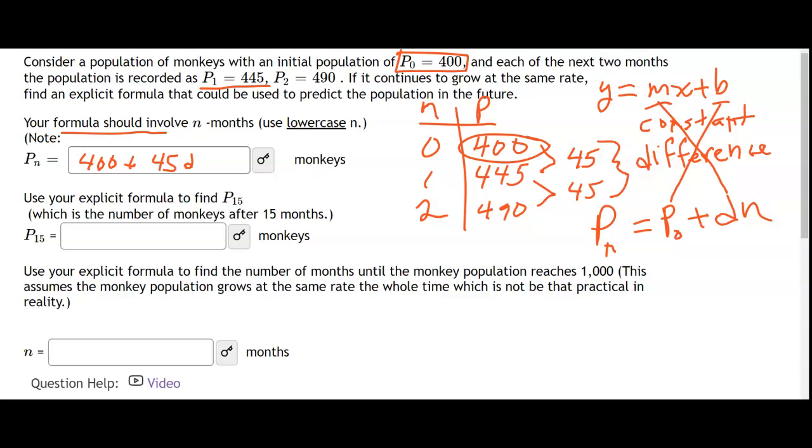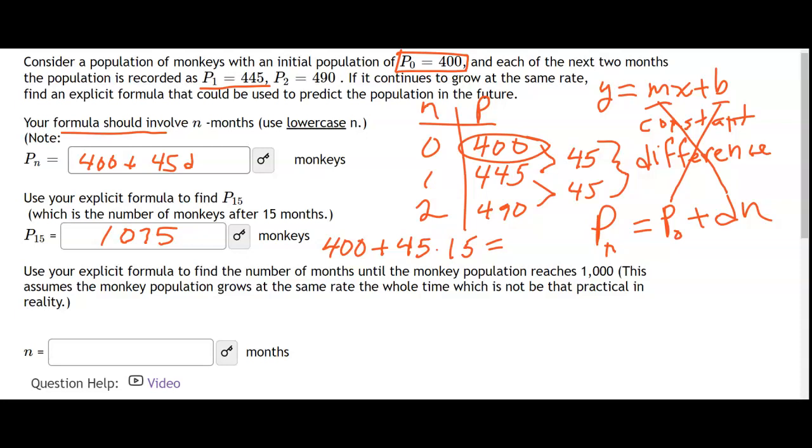And then after 15 months, we're just going to plug in, P sub 15 would be where you plug in 15 for n. So that's going to be 400 plus 45 times 15. So 400 plus 45 times 15 is, I'm getting 1,075. Let me double check that. 400 plus 45 times 15. 1,075. Okay.